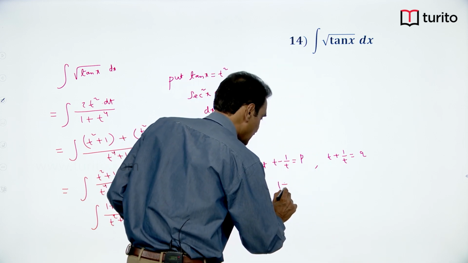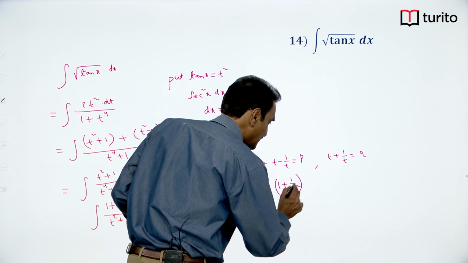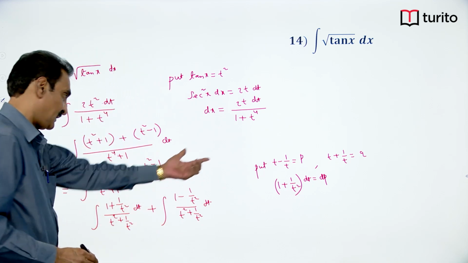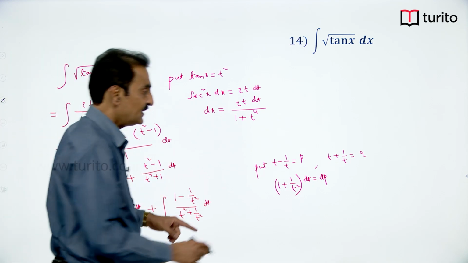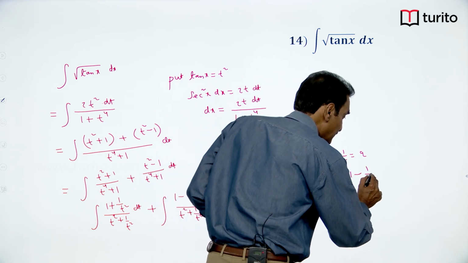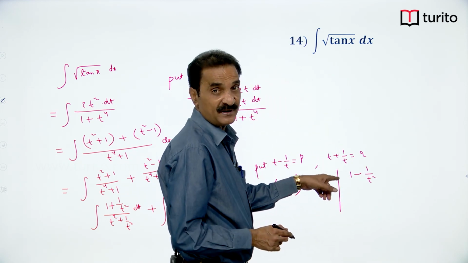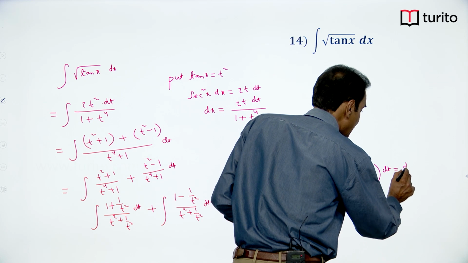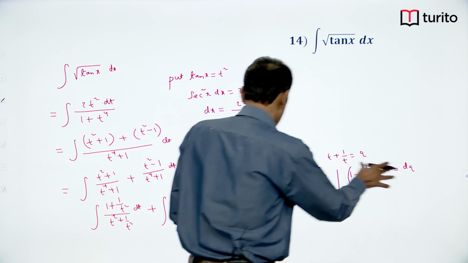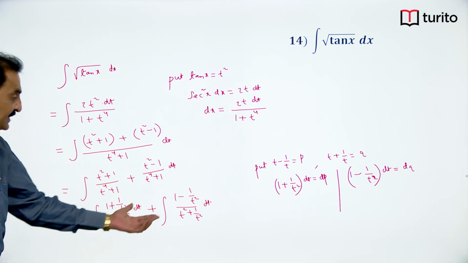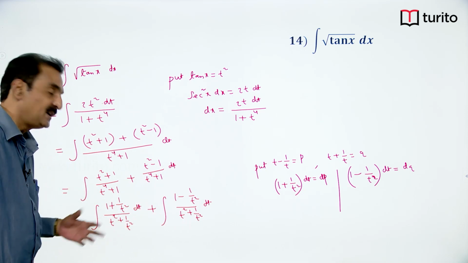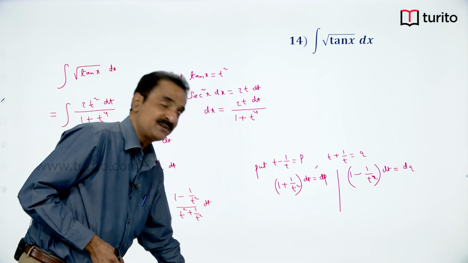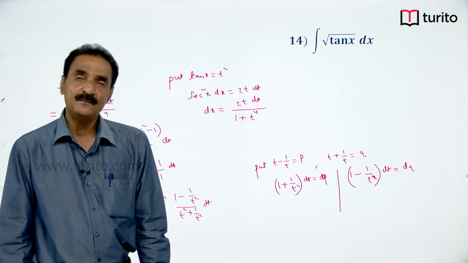In the first integral, you will get 1 plus 1 by t square dt is equal to dp, and substitute here and integrate. In the second, you will get 1 minus 1 by t square. Derivative of t plus 1 by t is 1 minus 1 by t square into dt is equal to dq. Substitute here and write the denominator in terms of q here, in terms of p here, and integrate. Both the questions we have solved. Okay, you finish it.